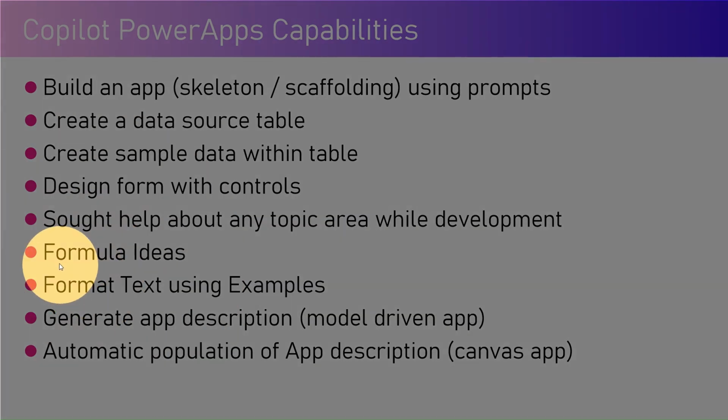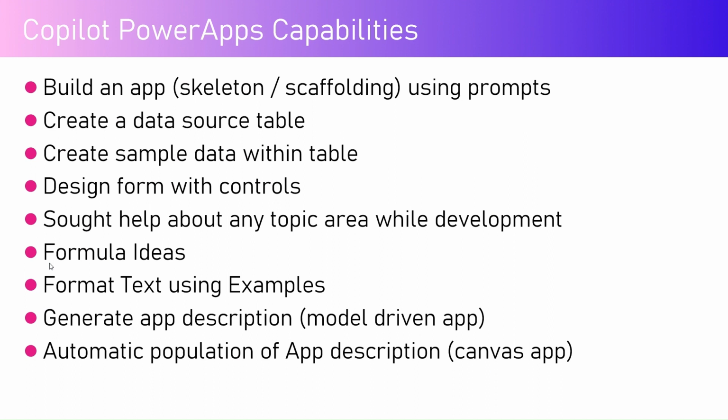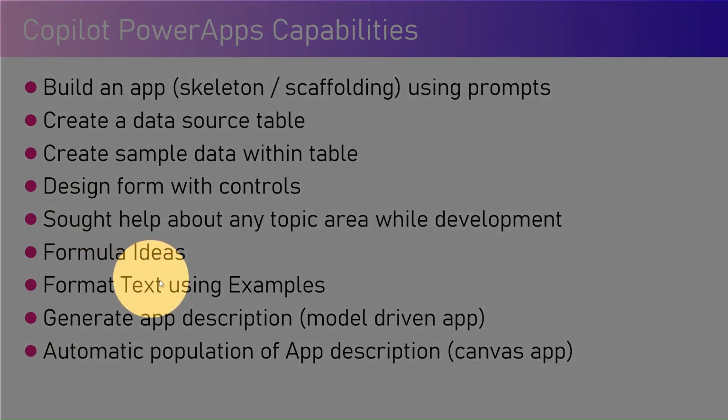So if you want to write some formulas, but then you do not know how to write that, or maybe if you have a data structure. So, take for example, if you have, say, a column with some numeric value, say 1,000, 5,000, 6,000, 2,000, and if you want to format that as a currency value with some format, that also you can suggest using format text using examples. Then generating an app description.